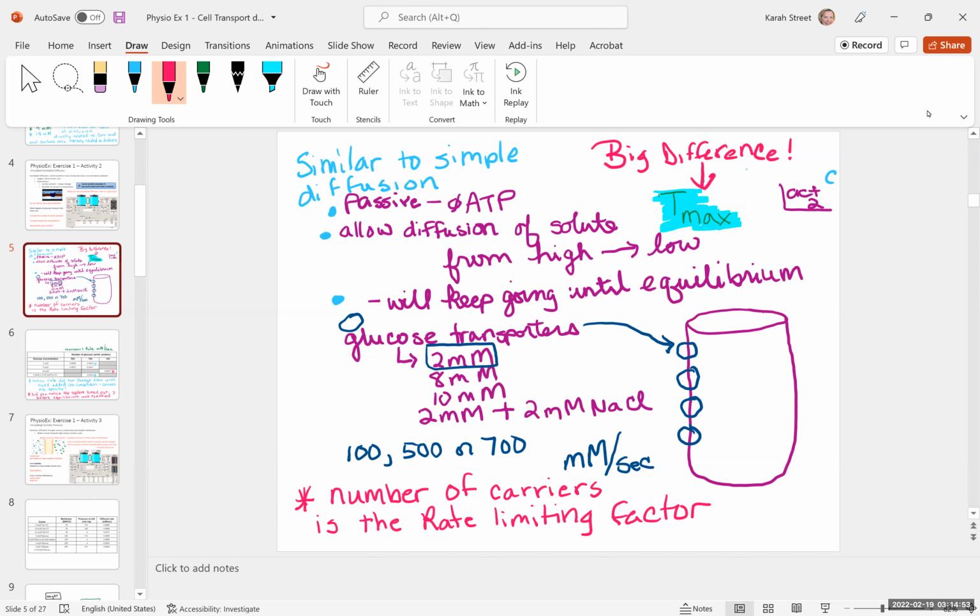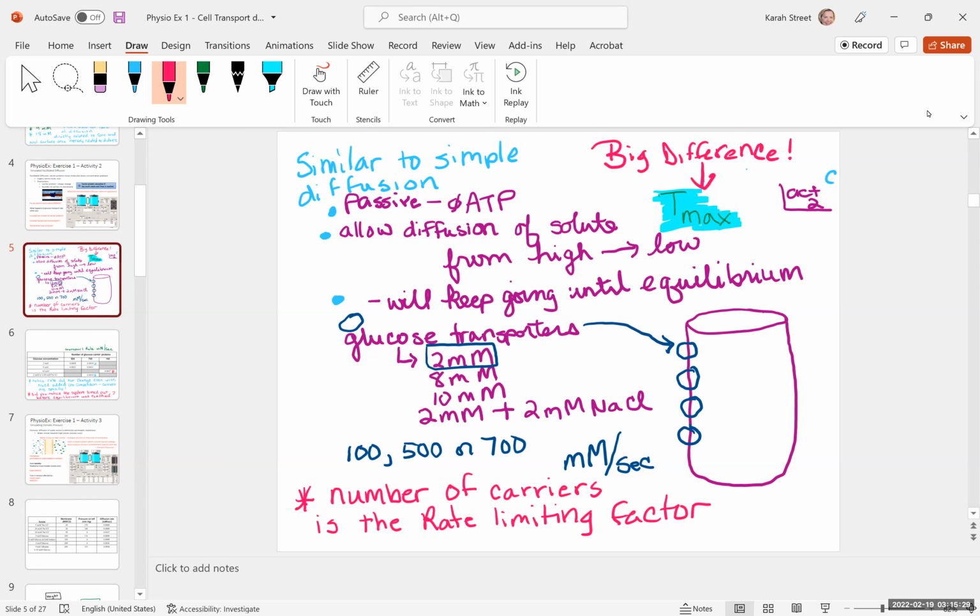However, on the right side of this slide, I'm noticing one huge difference between the two. Facilitated diffusion has something called transport maximum. This means there will eventually be a maximum transportation rate. What do I mean by this? As we look at our data on the next slide, we will realize that the number of carriers will be the rate limiting factor. Why is that?